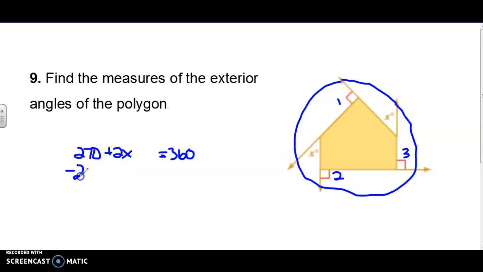Now to solve this two-step equation, I'll subtract 270 from both sides. 2x equals 90, and x equals 45. It says find the measure of the exterior angles of the polygon, but the only unknowns are x and x, so I would just say that it's 45 and 45.